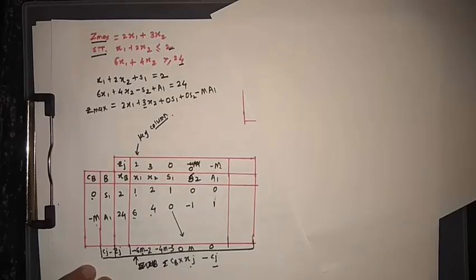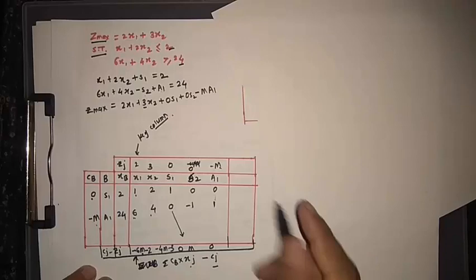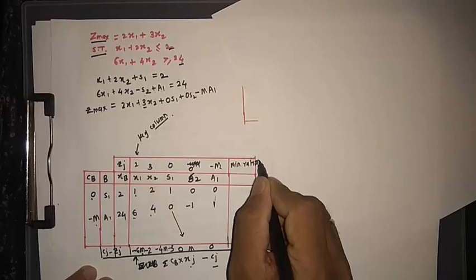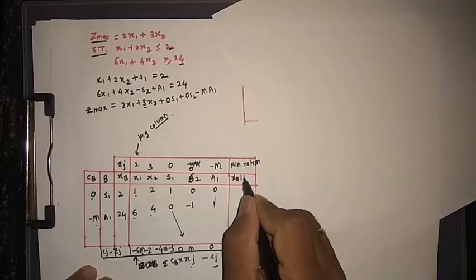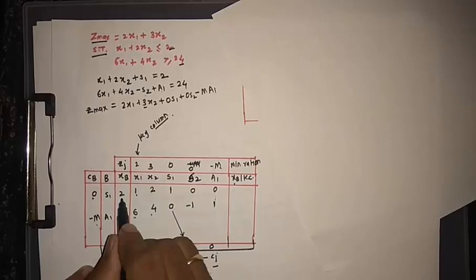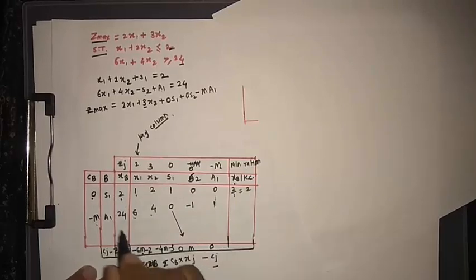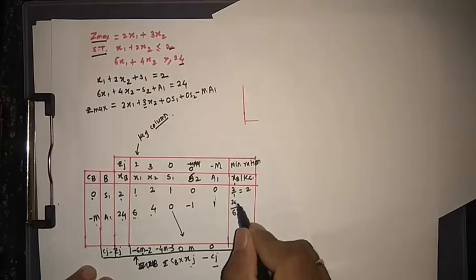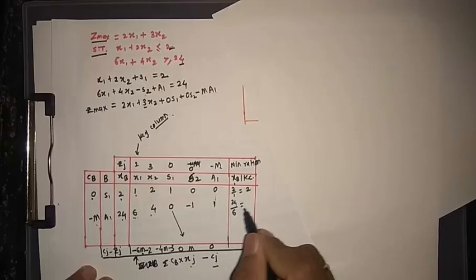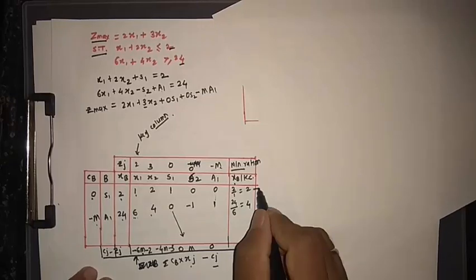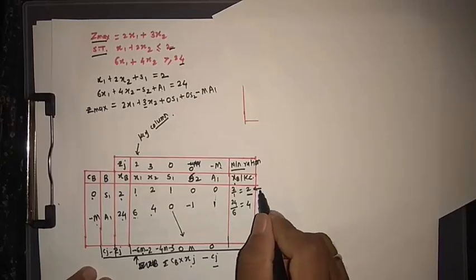Now we have to write down the minimum ratio. So this is the column for the minimum ratio. What is minimum ratio? Minimum ratio is nothing but the xb divided by the key column. We already have the key column, and we already know the xb values. So xb is 2, and 2 divided by 1 is equal to 2. After that we have the 24 value, so 24 divided by 6 as the key column value, we get 4. As the column name suggests, we have to select the minimum ratio, that is the 2, and we get the key row.